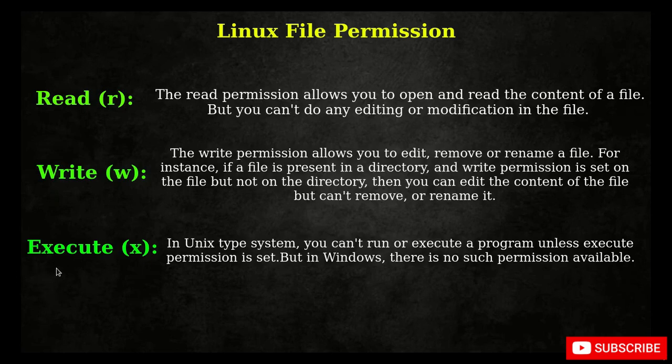And the next one is executable permission. In Unix type systems, you cannot run or execute a program unless execute permission is set. So this permission is only available on Linux, but there is no such permission available on Windows. So this is all about Linux file permission.